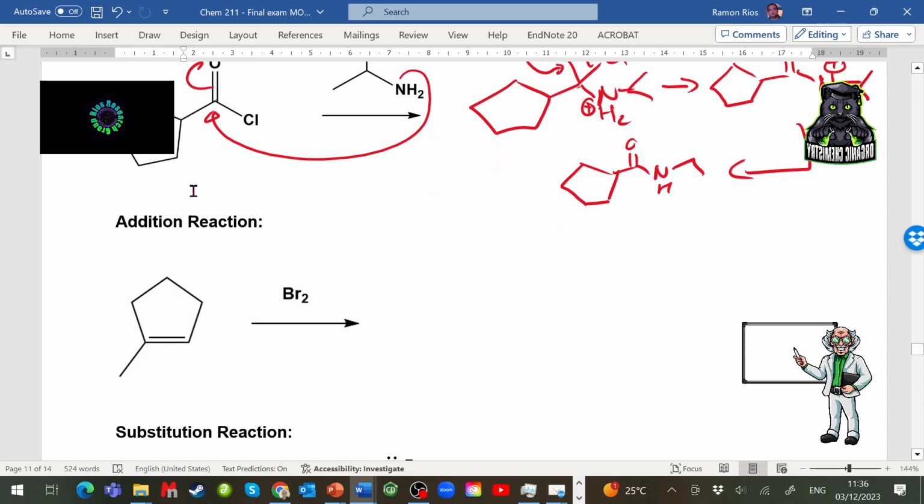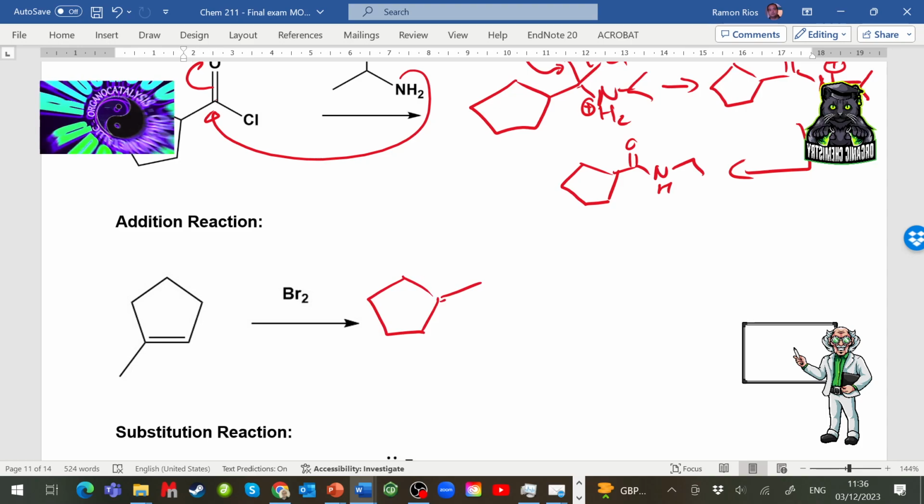Next reaction, we have an addition reaction of a double bond plus bromine. Remember that the first step always will be the formation of the bromonium ion. Okay, I will draw the bromonium ion down.